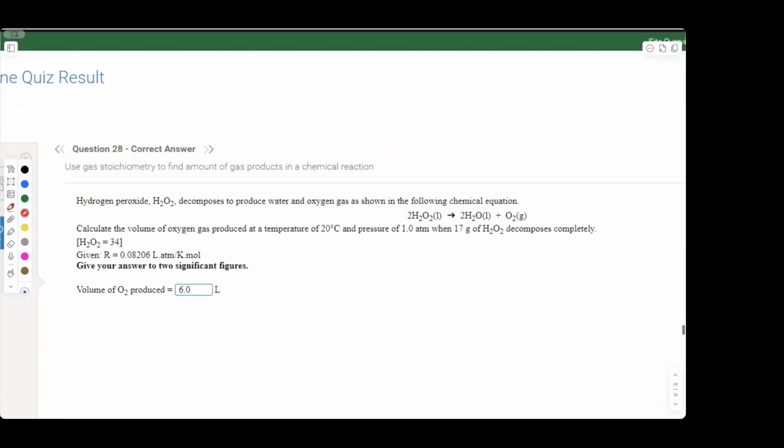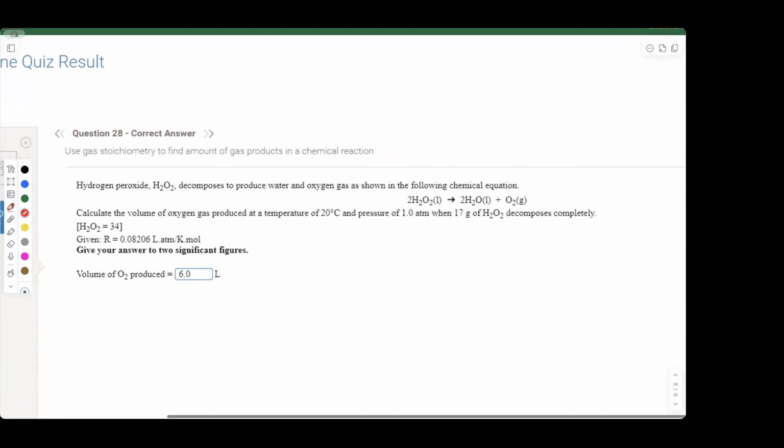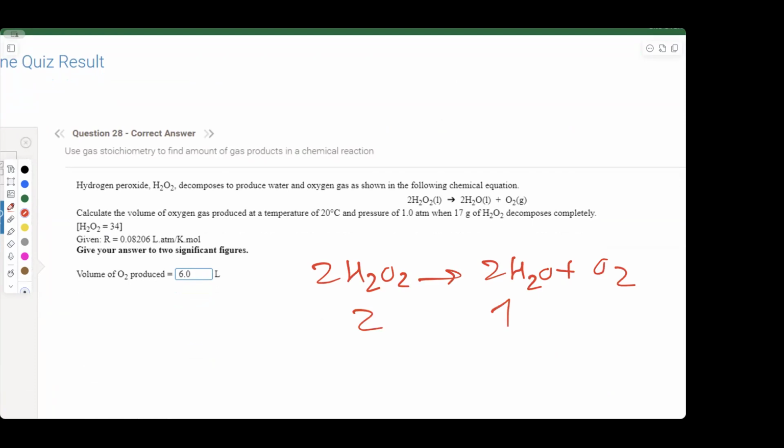Okay. Hydrogen peroxide decomposes to produce water and oxygen gas as shown in the following chemical equation. Calculate the volume of oxygen produced at this temperature and pressure when this one decomposes completely. This is the same stoichiometric problem, very easy. All you have to do is just find the number of moles correctly. So you have the ratio 2 to 2 to 1. What do you have? Volume of oxygen gas is required to find. So we need volume, and this one is not volume.